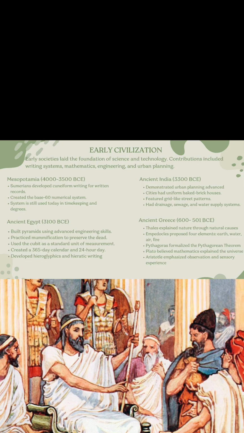The Pythagorean theorem existed earlier, but it became widely known when Pythagoras formally explained and taught it. Plato believed that mathematics, especially geometry, revealed the true order of the universe. In contrast, Aristotle believed knowledge comes from sensory experience and observation, forming general principles through induction.